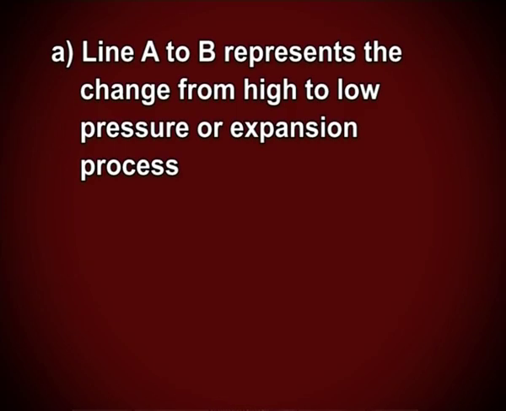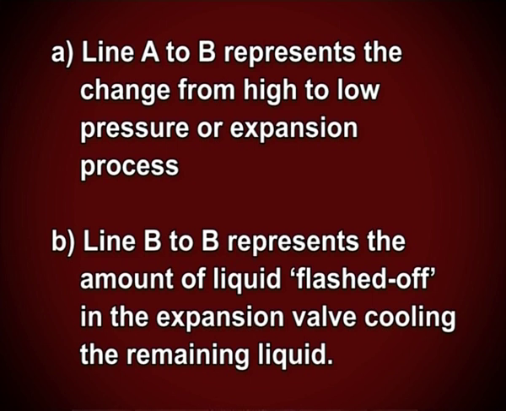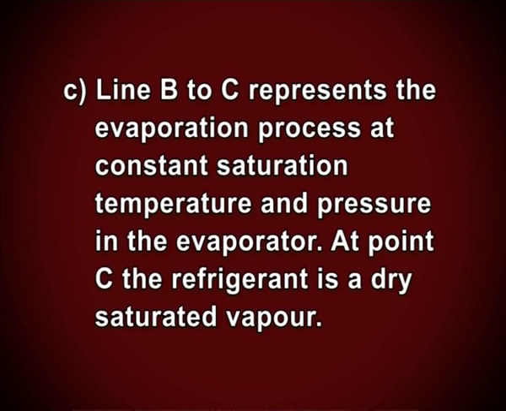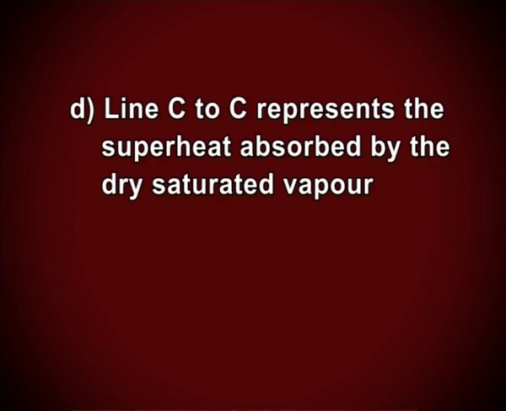A. Line A to B represents the change from high to low pressure or expansion process. B. Line B to B' represents the amount of liquid flashed off in the expansion valve cooling the remaining liquid. C. Line B' to C represents the evaporation process at constant saturation temperature and pressure in the evaporator. At point C, the refrigerant is a dry saturated vapor. D. Line C to C' represents the superheat absorbed by the dry saturated vapor.